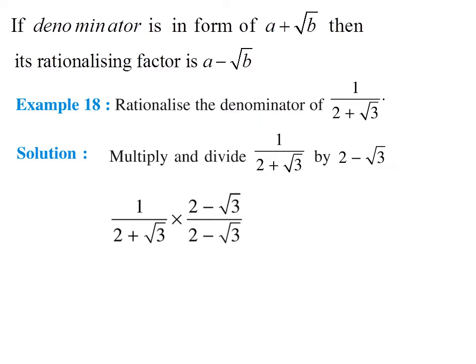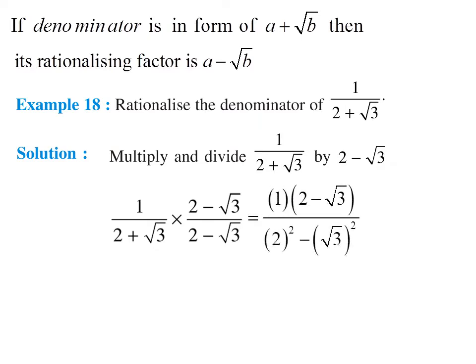Now what will become in the numerator? The numerator will become 1 into 2 minus root 3, and the denominator becomes 2 square minus root 3 square, because the denominator is in the form of a plus b into a minus b. Now 2 square becomes 4 and root 3 square becomes 3. So my next step is 2 minus root 3 divided by 4 minus 3. On simplification, I get 2 minus root 3 divided by 1, so directly it is 2 minus root 3. This is my answer of the rationalization.